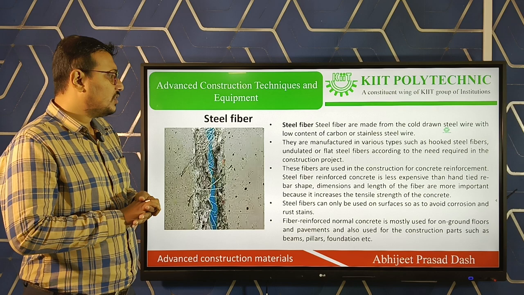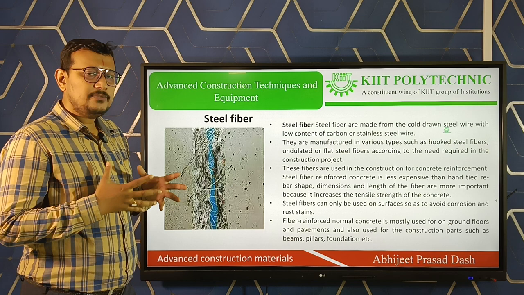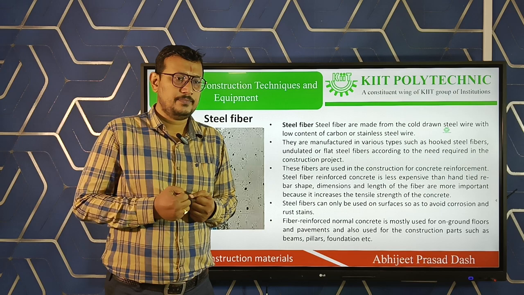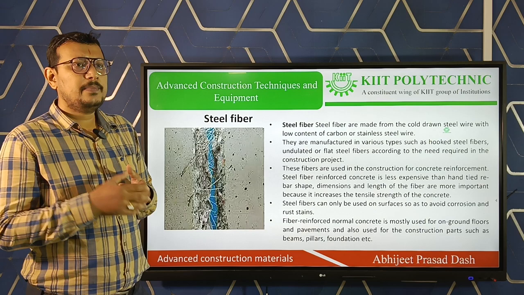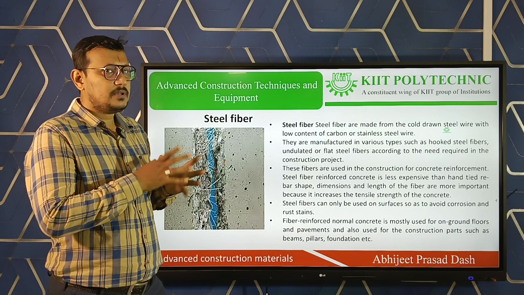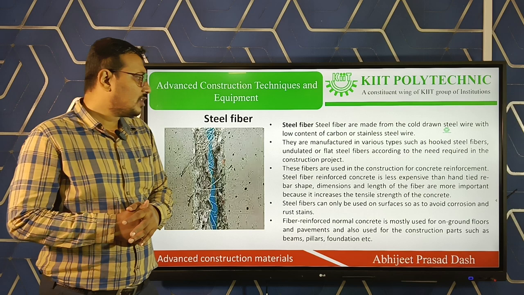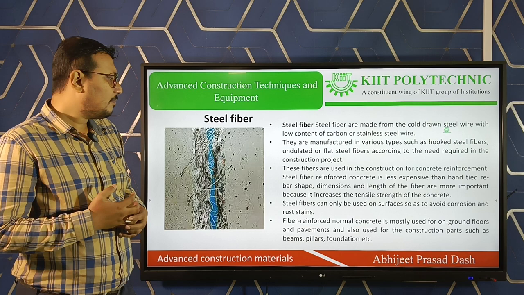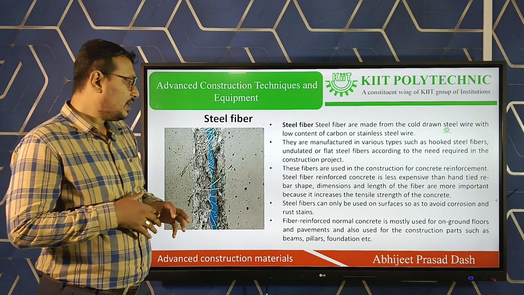So we are using steel fiber very frequently nowadays to make concrete stronger in tension, and it is less costly as compared to the steel bars, the steel reinforcement we are using in concrete. It is cheaper and lighter also. Steel fibers can only be used on surface so as to avoid corrosion and rust stains. Fiber reinforced normal concrete is mostly used for ground floors and pavements, and also for construction parts such as beams, pillars, foundations, etc.